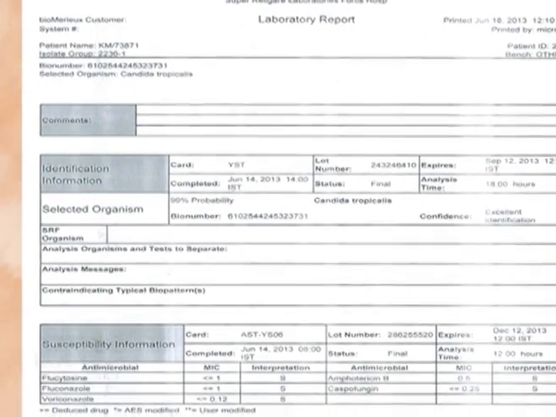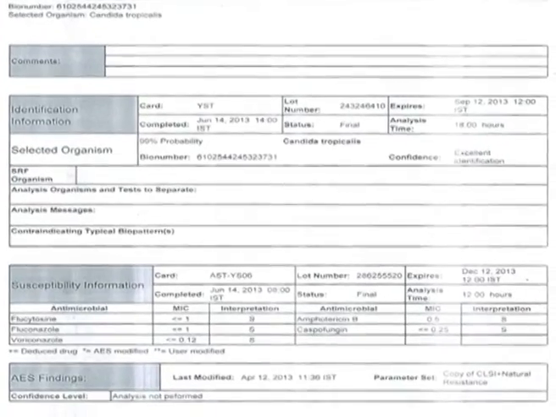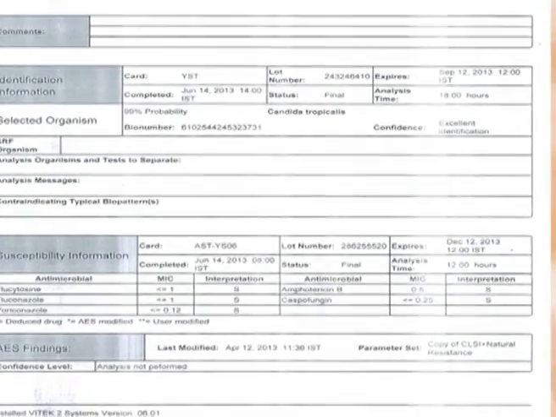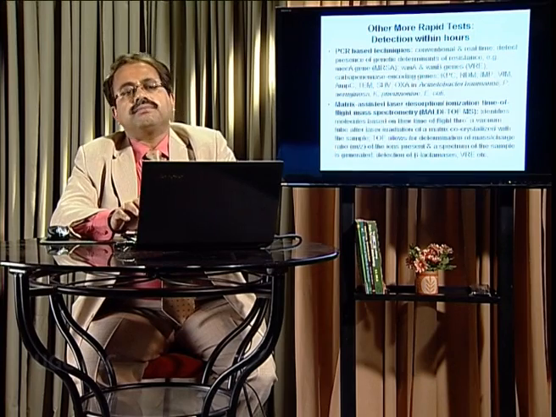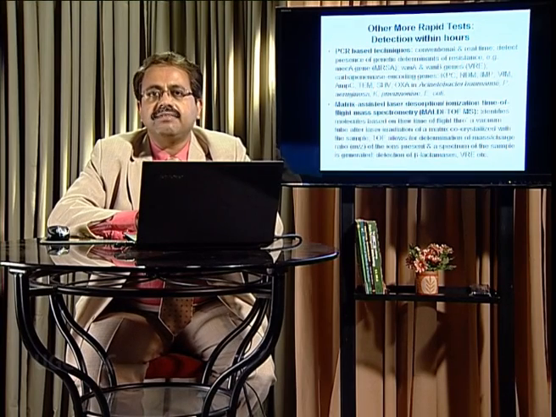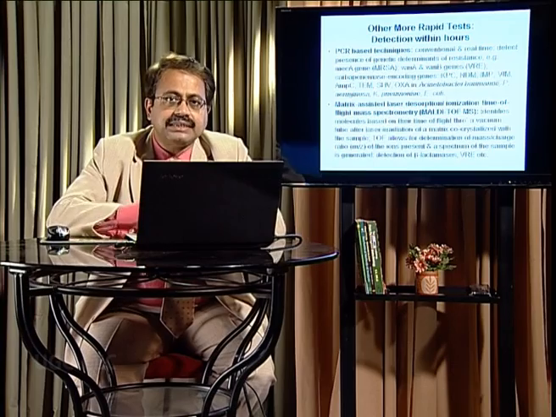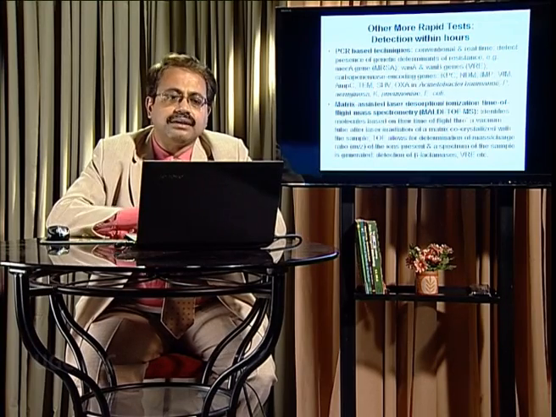And this is a report for Candida tropicalis, along with its sensitivity and interpretation. It is the printout from the Vitek machine. So what are the other more rapid tests that are now becoming available in different parts of the world, but not yet much in the laboratories of our country?